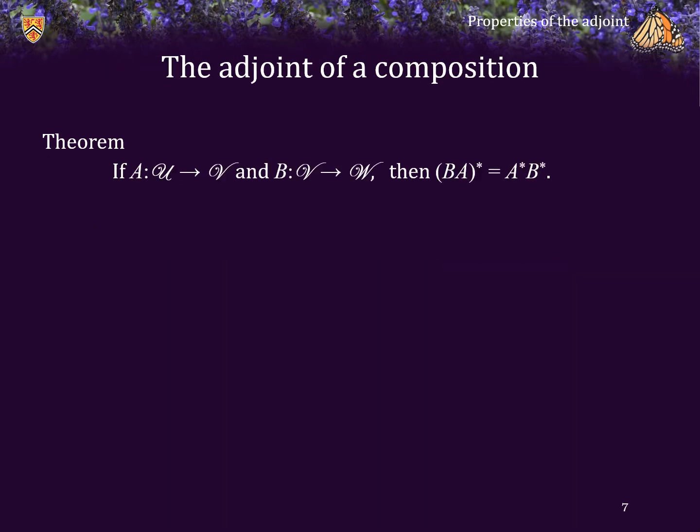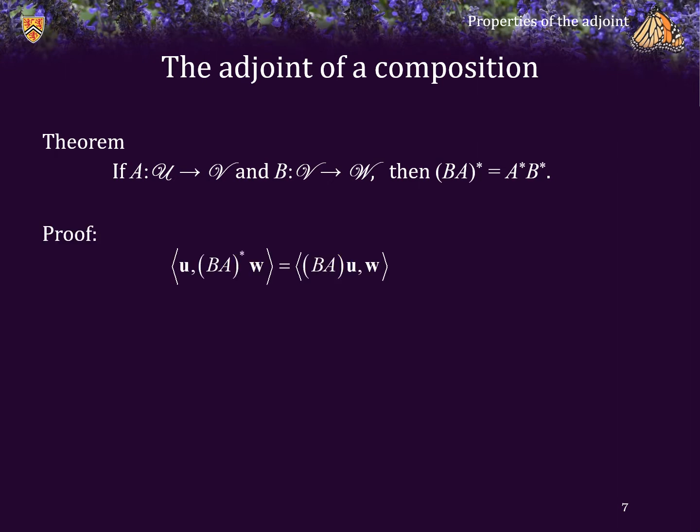Next, let us consider composition of linear maps. So if A maps a vector space U onto V and B maps a vector space V onto W, then the adjoint of B times A, or B composed with A, is equal to the adjoint of A composed with the adjoint of B. If these are matrices, then the adjoint of a product of matrices is equal to the product of the adjoints in reverse order.